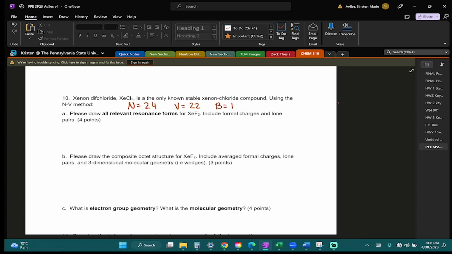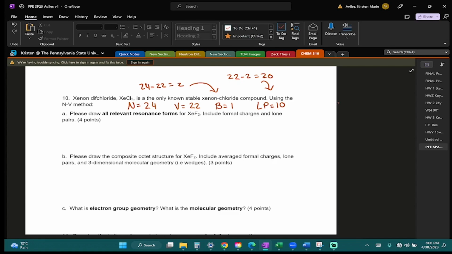And then I look at my remaining electrons from my valence. So I took away 2 electrons to form my bond. So I have 20 remaining electrons, which means I can have 10 sets of lone pairs. So 24 minus 22 equals 2. And that gives me my bonds, but 2 electrons per bond. And then 22 minus 2 equals 20. And this gives me my electrons, but I have 2 electrons per lone pair.